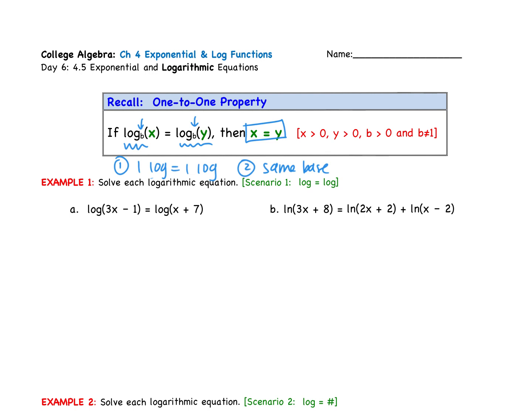Okay, so example 1, solve each logarithmic equation. What we're going to notice is we have one log set equal to one log. Do they have the same base? Yeah, what's the base here? 10. Okay, so same base. And that base is 10. So what that means is we can set the arguments equal. And that's what we're going to solve. If I move the x over, I get 2x. And then if I move the 1 over, I get 8. So I get x equals 4.